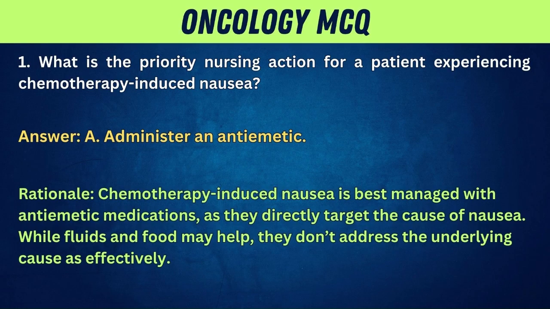Rationale: chemotherapy-induced nausea is best managed with antiemetic medications, as they directly target the cause of nausea. While fluids and food may help, they don't address the underlying cause as effectively.